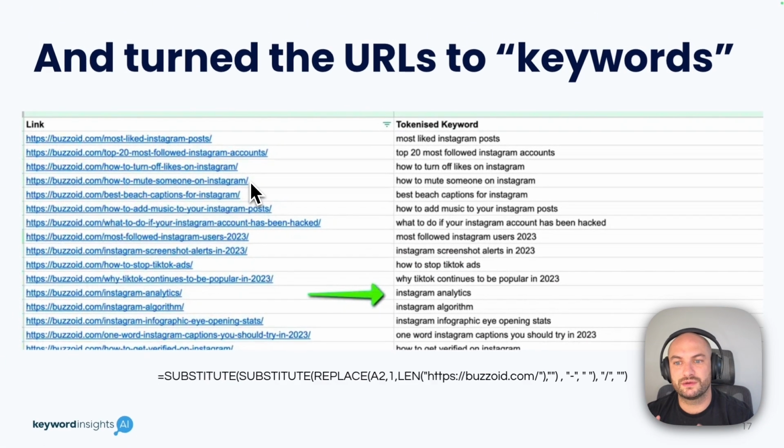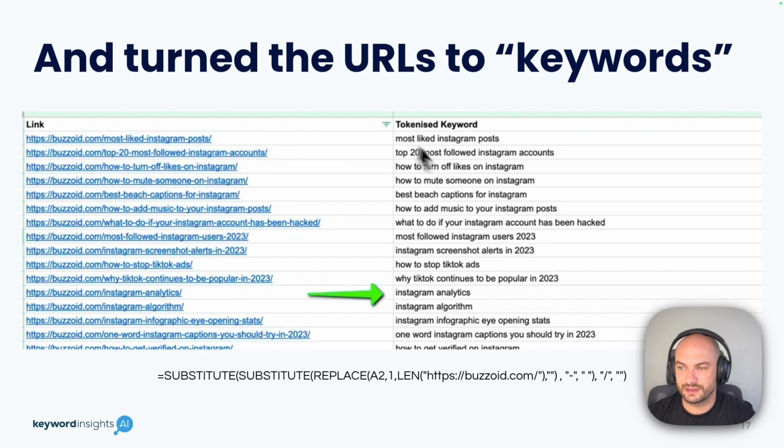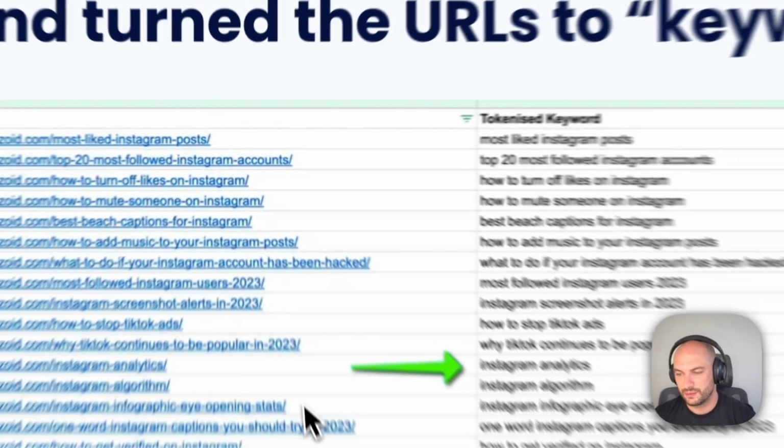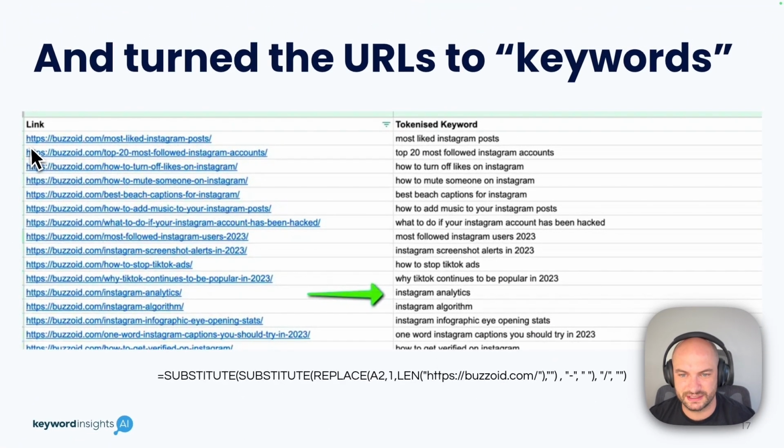The next thing we want to do is turn their URLs into keywords. Now, if you take the logic that the URL is normally targeting the keyword they're trying to go after, we just wanted to surface what that keyword would be. So, we turned the most liked Instagram post into just most liked Instagram post. Basically, we used this formula to get rid of the HTTPS, the colon, and the slashes.